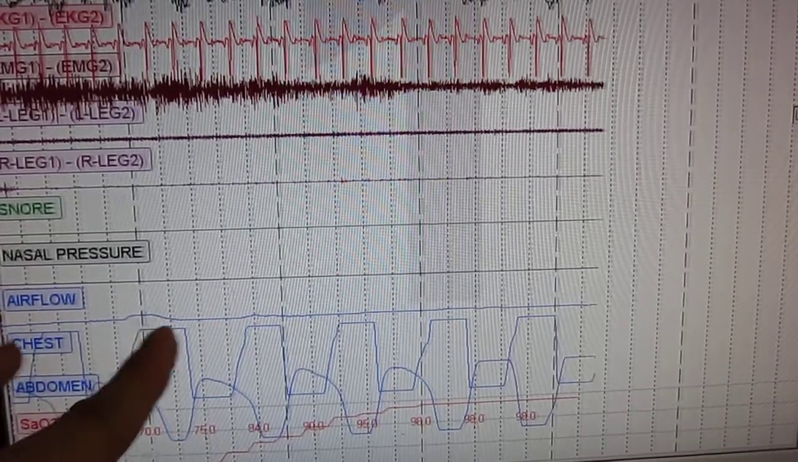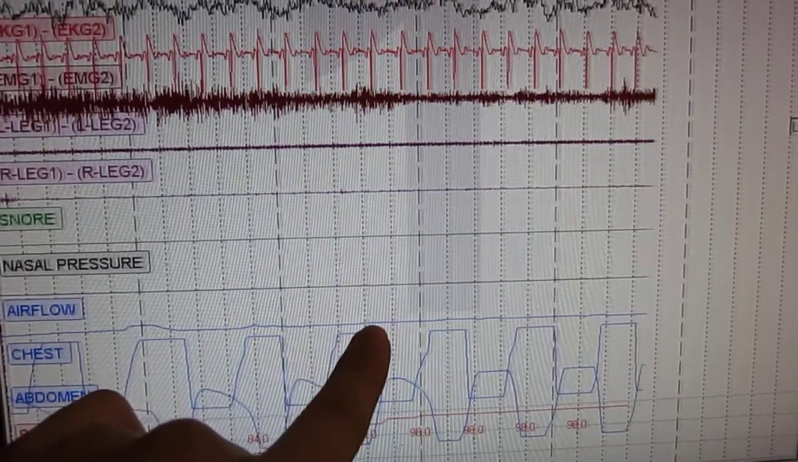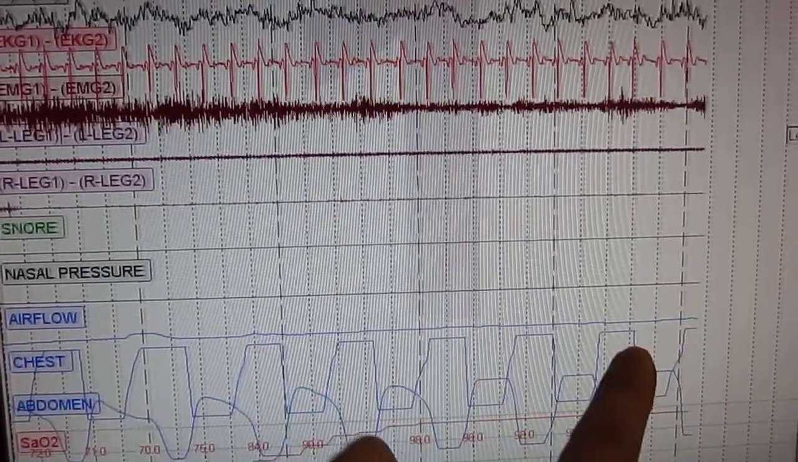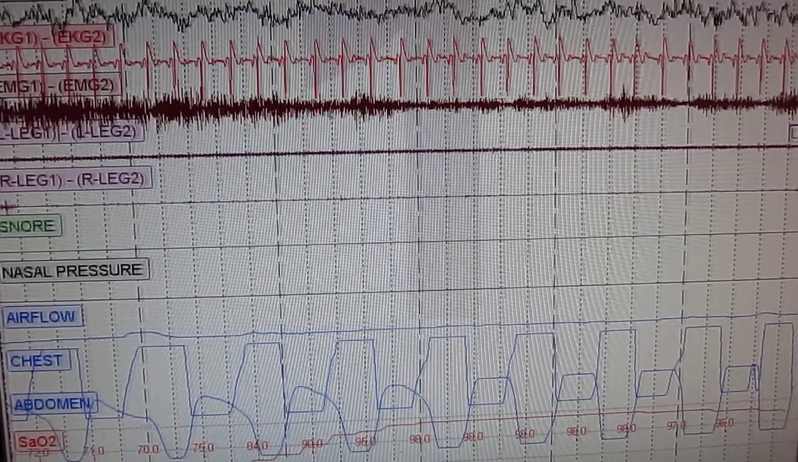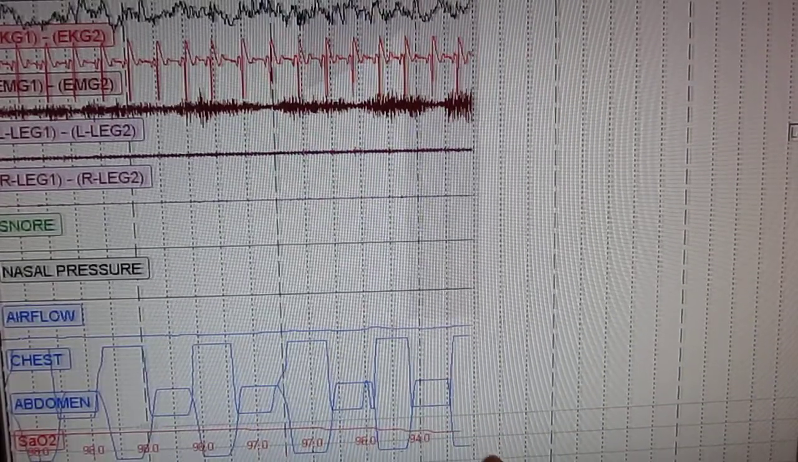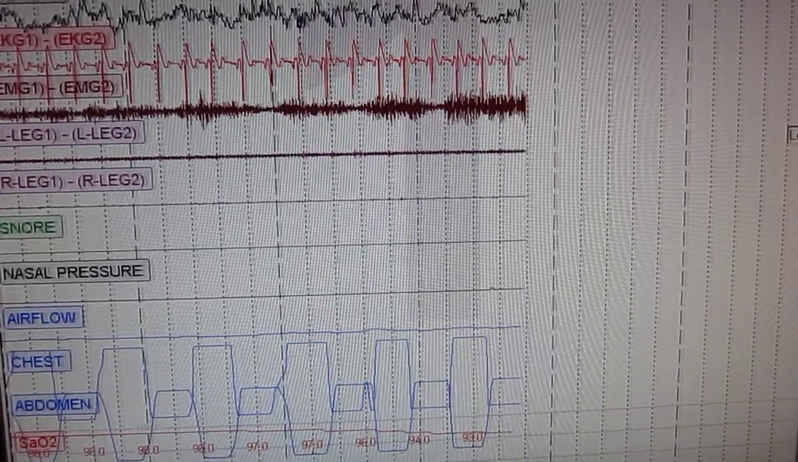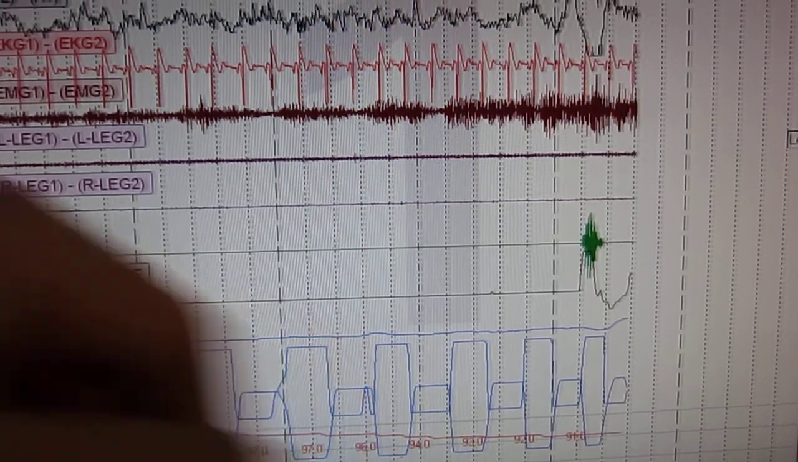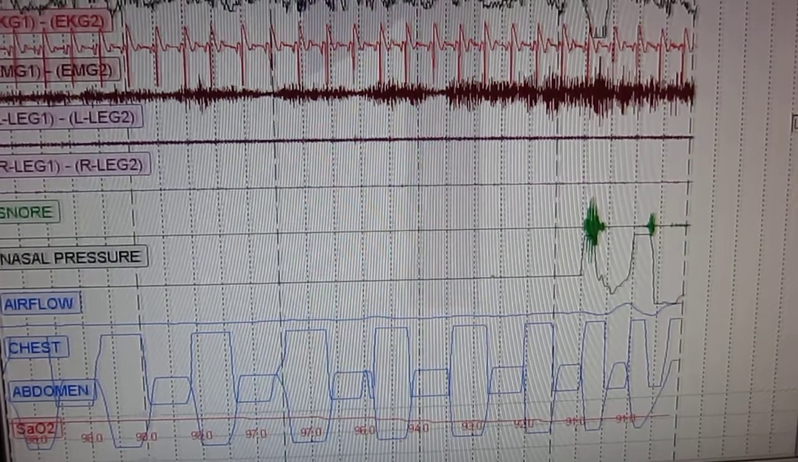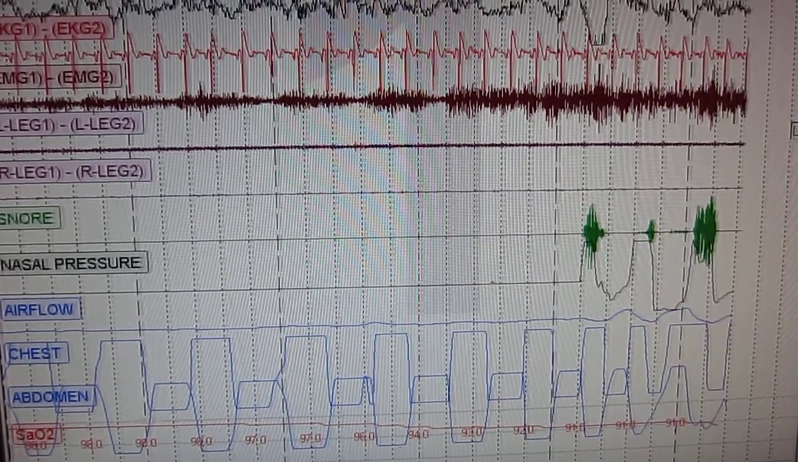Again, here's 5, 10 seconds, 15 seconds, 20, 25, 30 seconds. And as you can tell, here goes our blood oxygen again. All right, well, that's the basics of actual sleep apnea.